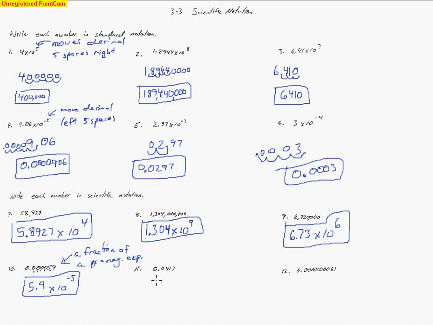On this one, I got the 4.17 times by 10. Now, I had to only move the decimal 1, 2 spaces to get to the right side of 4, so that means it's at negative 2. And on this one, 6.1, and then I count the spaces. I got 1, 2, 3, 4, 5, 6, 7, 8 spaces. So times by 10 to the negative 8th to get that decimal over 8 spaces.